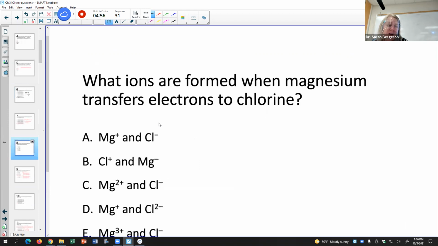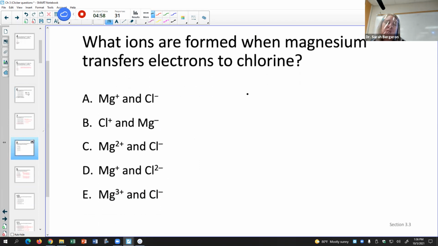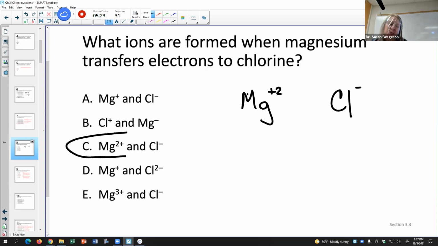Here we go. Okay, what ions are formed when magnesium transfers electrons to chlorine? So go find magnesium. Magnesium's in what group? 2, so +2. Chlorine's in what group? 17, so it has a charge of -1, and we just don't put the 1, right? And really, you put the plus after, but it doesn't really matter.